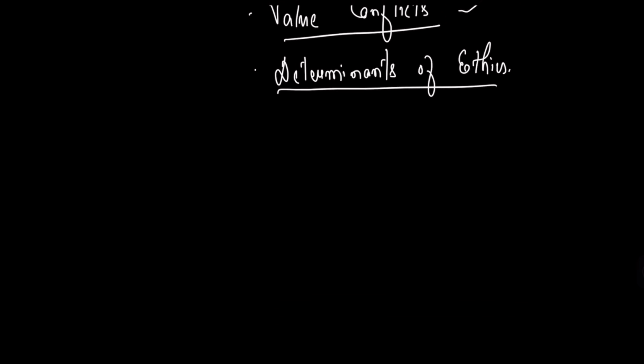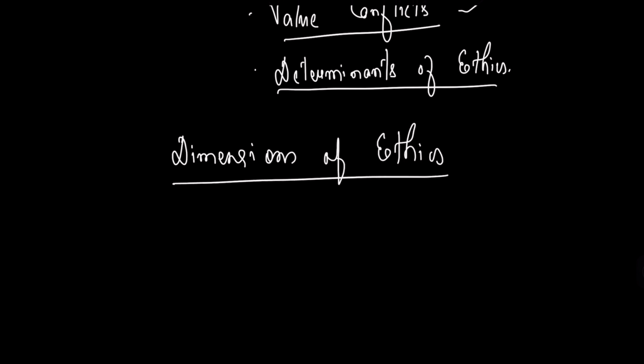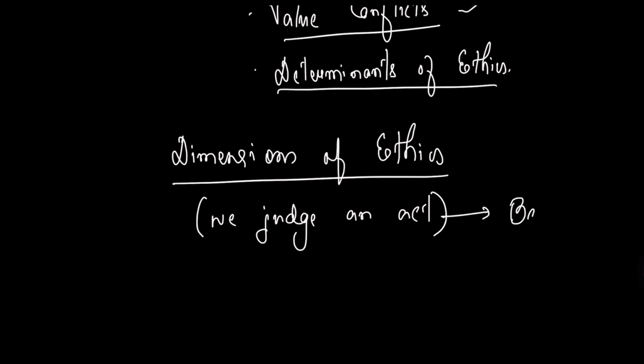So today we will be doing the last topic of the first chapter, and that is known as dimensions of ethics. By dimensions of ethics, we mean the basis on which we judge and act. That basis is known as dimensions of ethics.